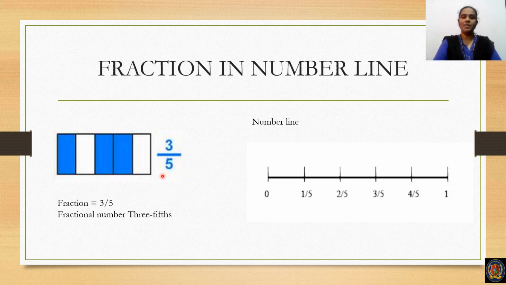So where does this fraction, 3 by 5, get represented in the number line? It comes here. So 3 by 5 is the number line representation of the given fraction. The number line is divided into the total number of equal parts, that is, according to the denominator, we divide the number line.